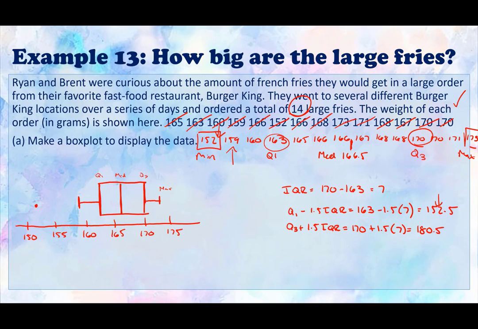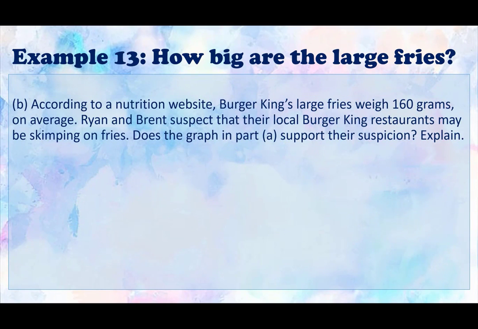And of course, we need to label this. We're going to call this weight of large fries. And we're going to make sure that that's labeled in grams. Okay, so according to the nutrition website, Burger King's large fries weigh 160 grams on average. Ryan and Brett suspect that their local Burger King restaurants may be skimping on fries. Does the graph in part A support their suspicion, and why?